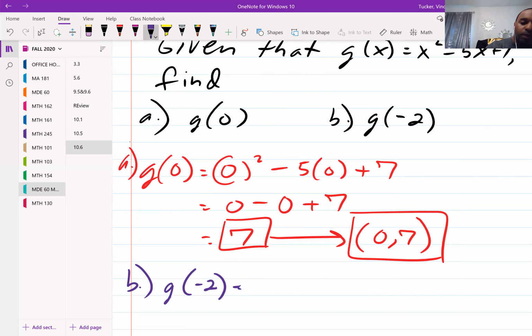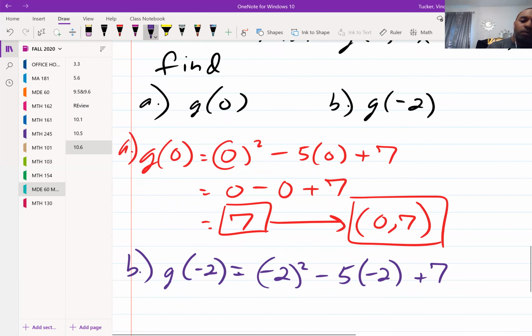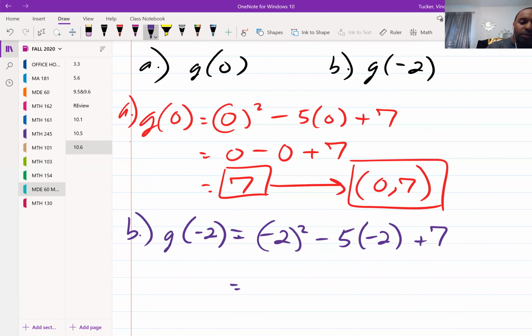And then do the same thing for negative 2. So negative 2 squared, with the parentheses around that negative, is negative 2 times negative 2, which would be a positive 4. Negative 5 times negative 2 is a positive 10. And that'll be 21.